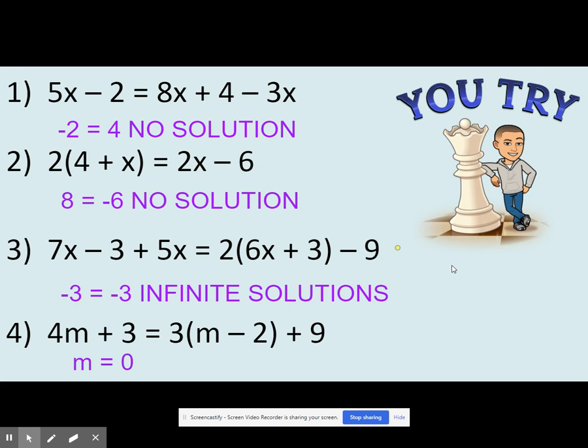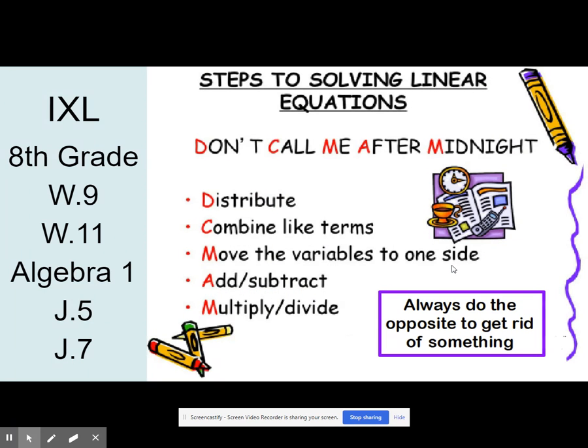All right, so let's go on to the next thing. Your assignment for Wednesday is going to be 8th grade W9, get it to a 90. Your assignment for Thursday is going to be 8th grade W11, get it to a 90. As of right now, you're not going to have to do these. And then Friday is just like a missing work makeup day.